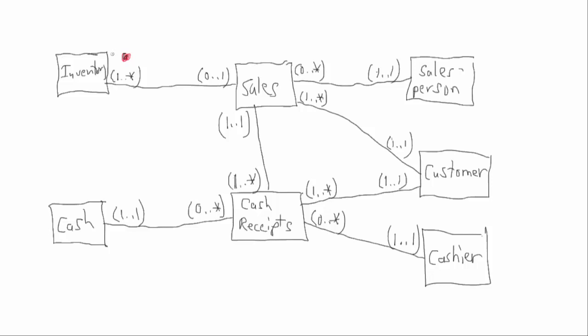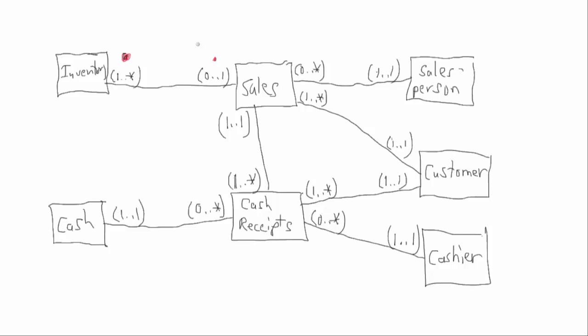If we take the other side of that relationship, so now we're going from inventory over towards sales. For this one, well, in inventory, we may create or buy some inventory and never sell it. Hopefully that never happens, but it's a possibility. So there may be inventory items that we never sell. Therefore, the minimum in that multiplicity would be 0. Each piece of inventory is only going to be sold once.